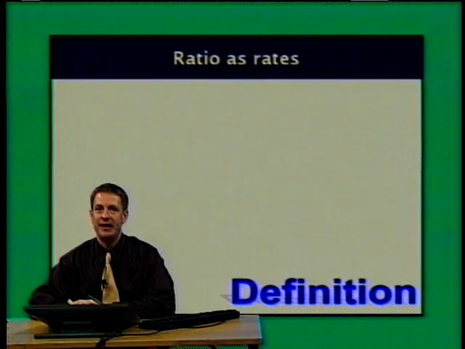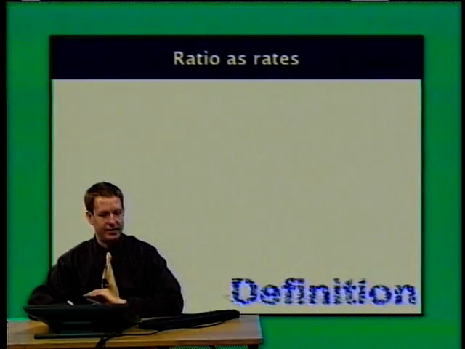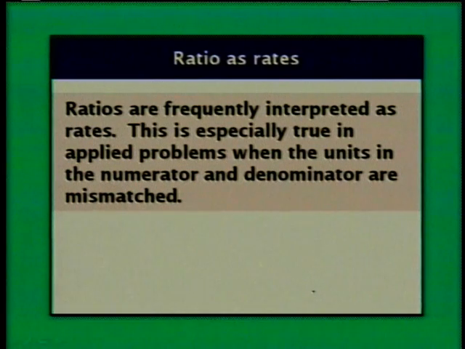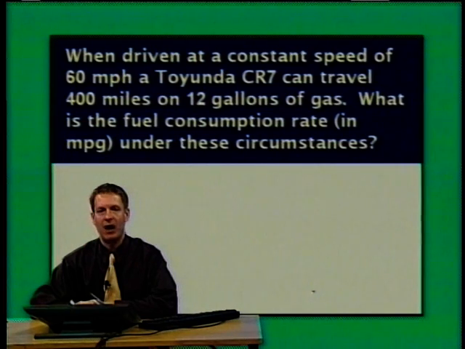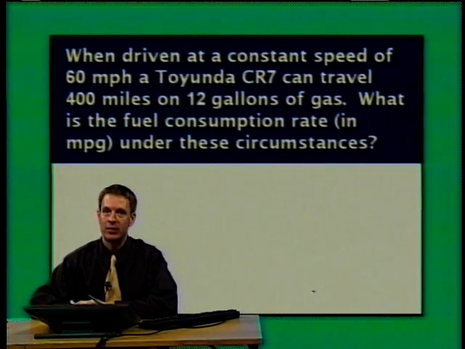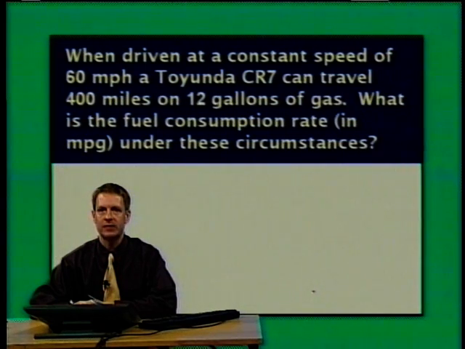Let's see another example using ratios. This time we're going to see an example using a ratio as a rate. Ratios are frequently interpreted as rates. This is especially true in applied problems when the units in the numerator and denominator are mismatched. In other words, when you have one unit in the numerator and a different unit in the denominator. When driven at a constant speed of 60 miles per hour, a Toyunda CR7 can travel 400 miles on 12 gallons of gas.